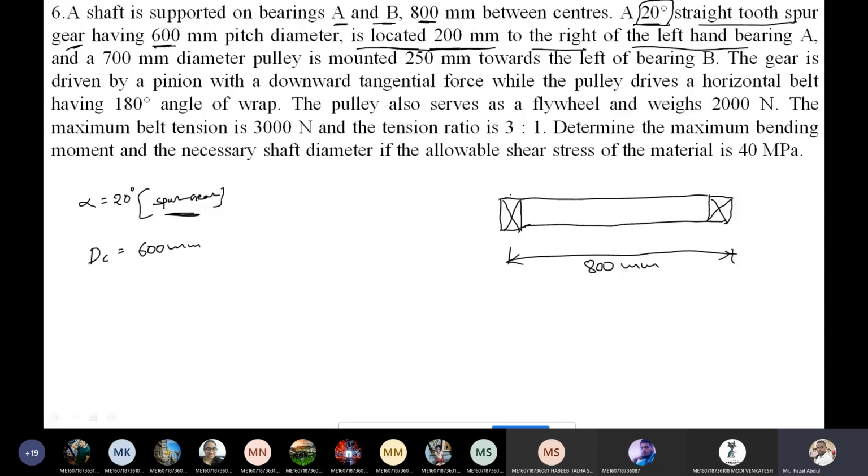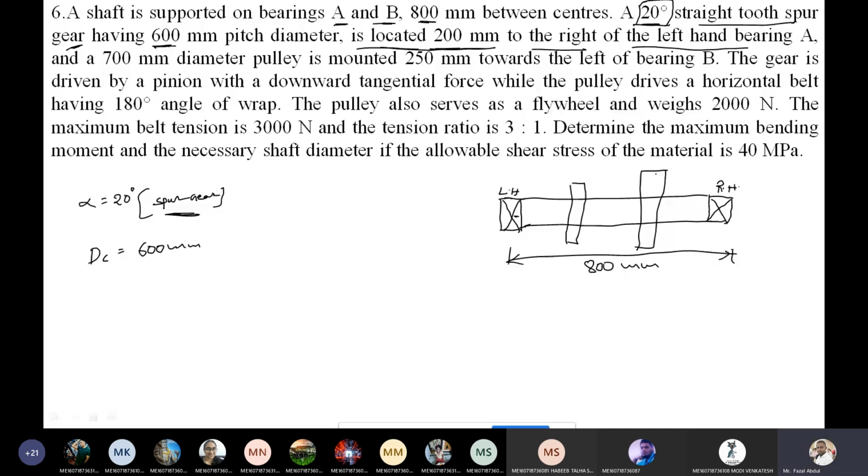This is the left hand bearing, and this is the right hand bearing. So right of the left hand bearing means this is the one, and the gear is located here like this. The diameter of the gear is 600 mm. Now, a 700 mm diameter pulley is given. The diameter of the pulley is 700 mm.